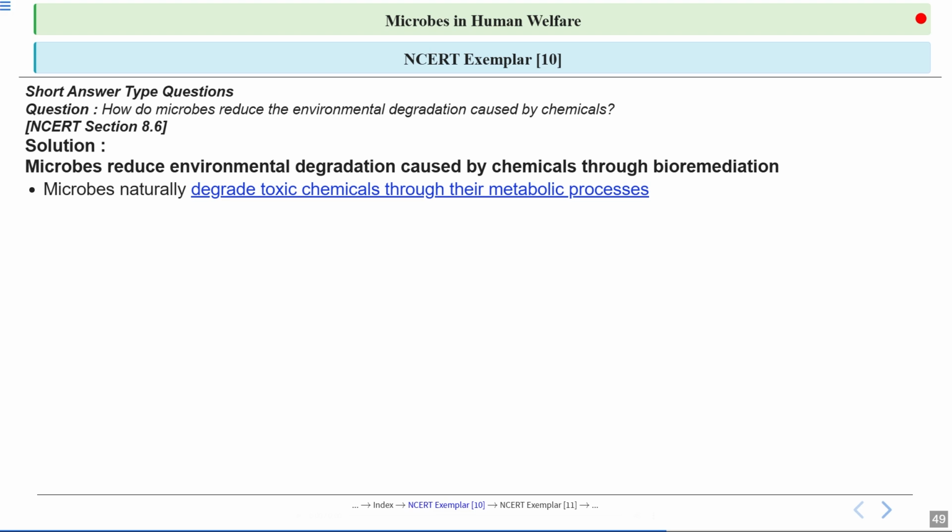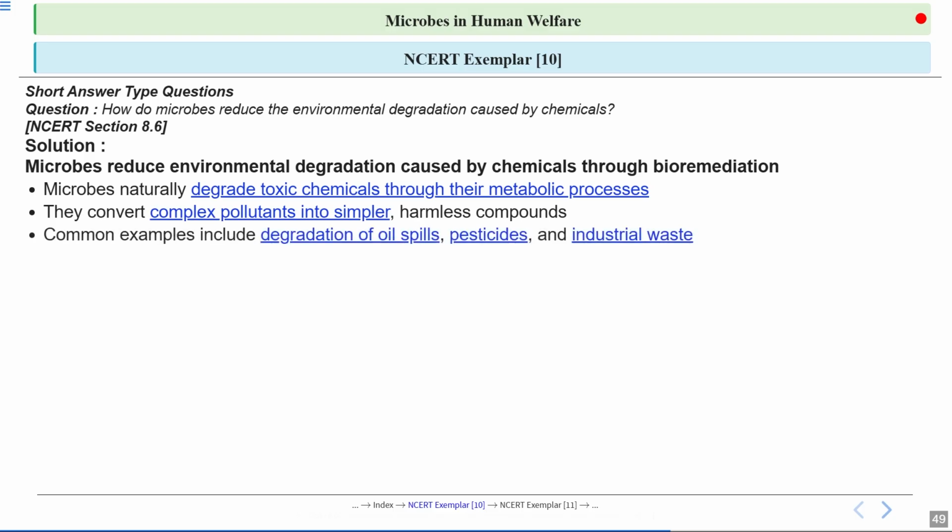So it is like microbes are eating these pollutants and turning them into something less harmful. These microorganisms convert complex pollutants into simpler, harmless compounds. Some common examples include the breakdown of oil spills, pesticides, and industrial waste as well. For instance, after an oil spill in the ocean, certain bacteria can help clean up by feeding on the oil.